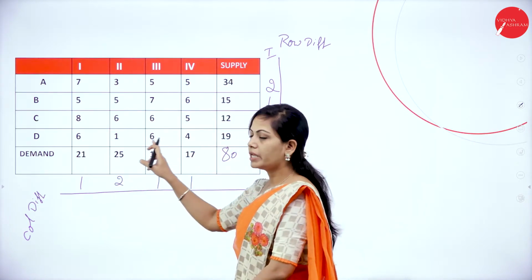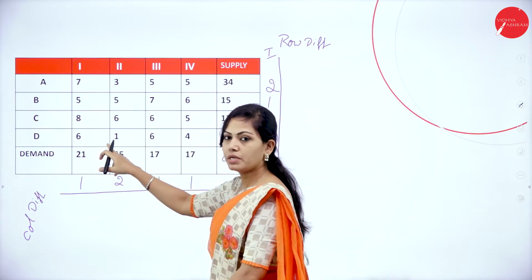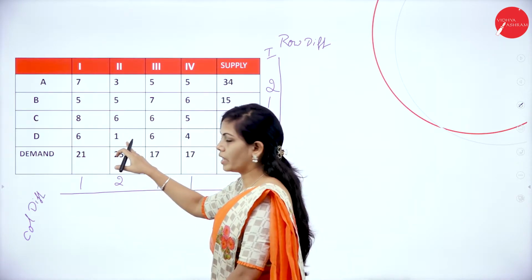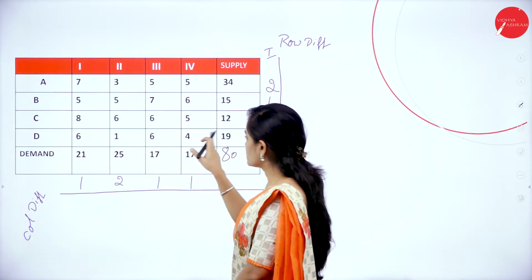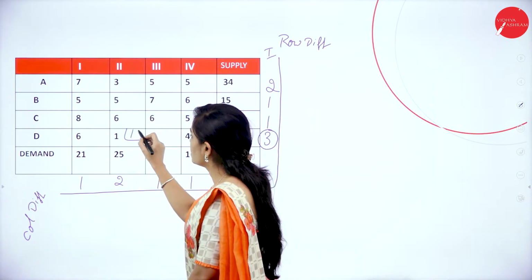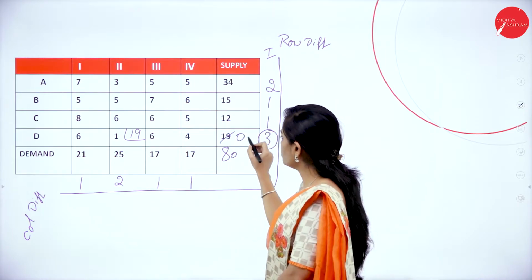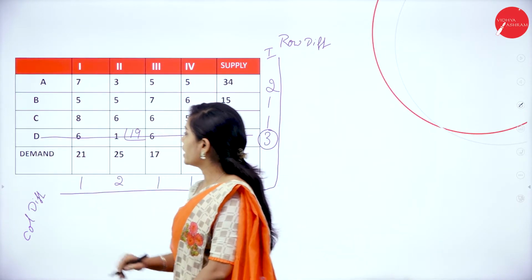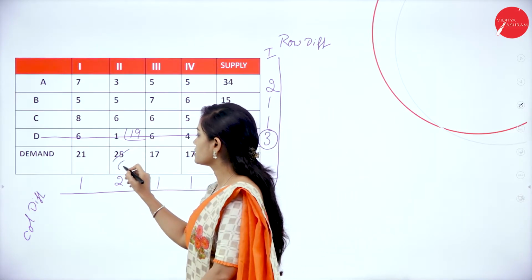I will take the minimum cost in fourth row. Here, out of these variables, the minimum value is 1. You just check the supply value and demand value. Supply value is lesser than demand value. I will allocate 19 rupees to this cell and it will become 0. You can cancel this entire column. 25 minus 19 is 6.